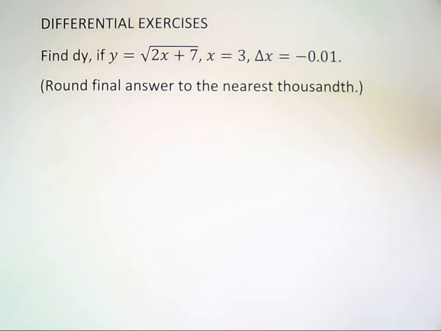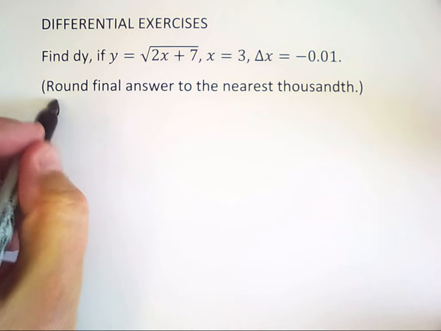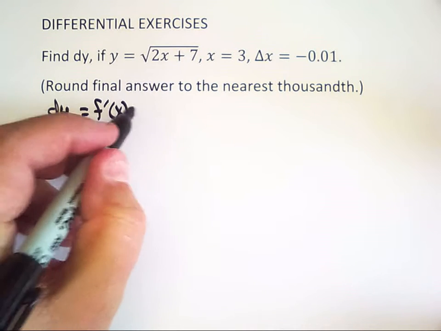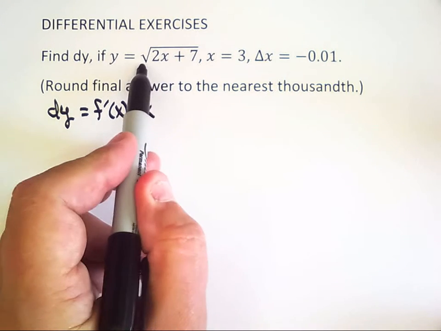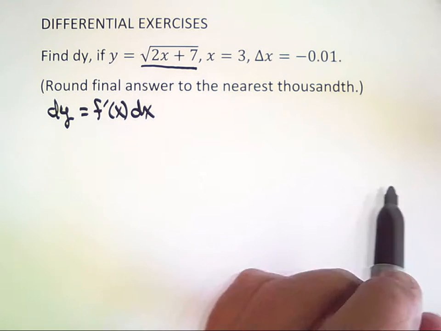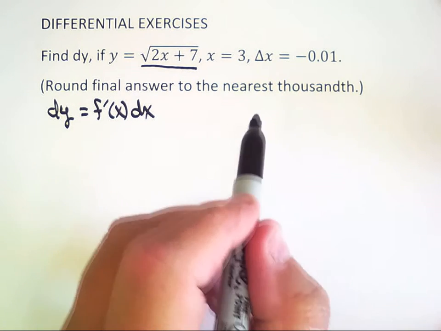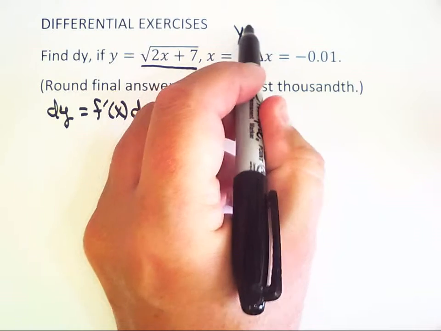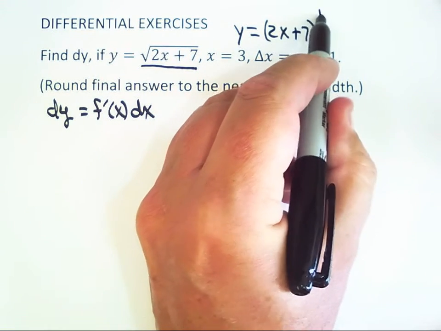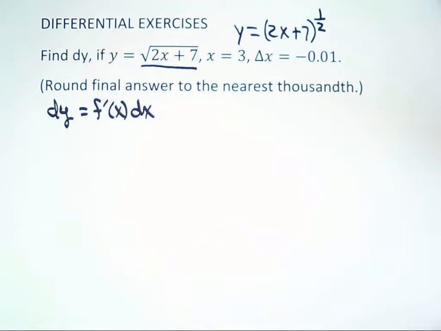Let's look at another one. A little bit harder derivative, but basically the same process. Again, the formula, dy is f prime of x dx. Here, f of x is a square root, and at some point you're going to have to remember that a square root is the same as a 1/2 power, so you might, at least in your head, even if you don't write it down, keep in mind that we're working with a 1/2 power.